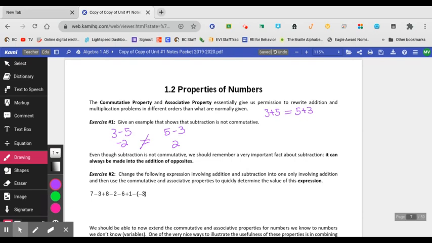There are many. Even though subtraction is not commutative, we should remember that subtraction can always be made into adding the opposites. So if we think of our original problem as 3 minus 5 as 3 plus negative 5, that is commutative because 3 plus negative 5 is negative 2, and negative 5 plus 3 is also negative 2.